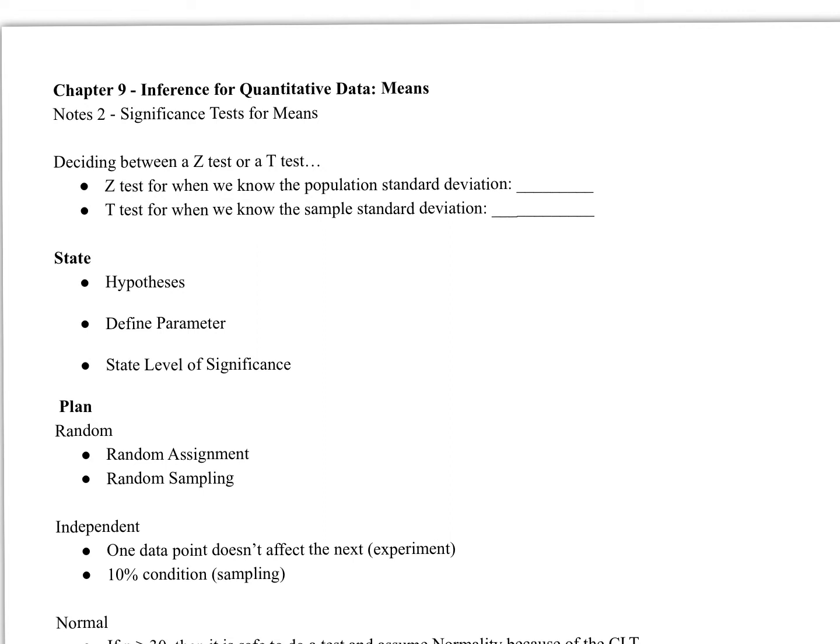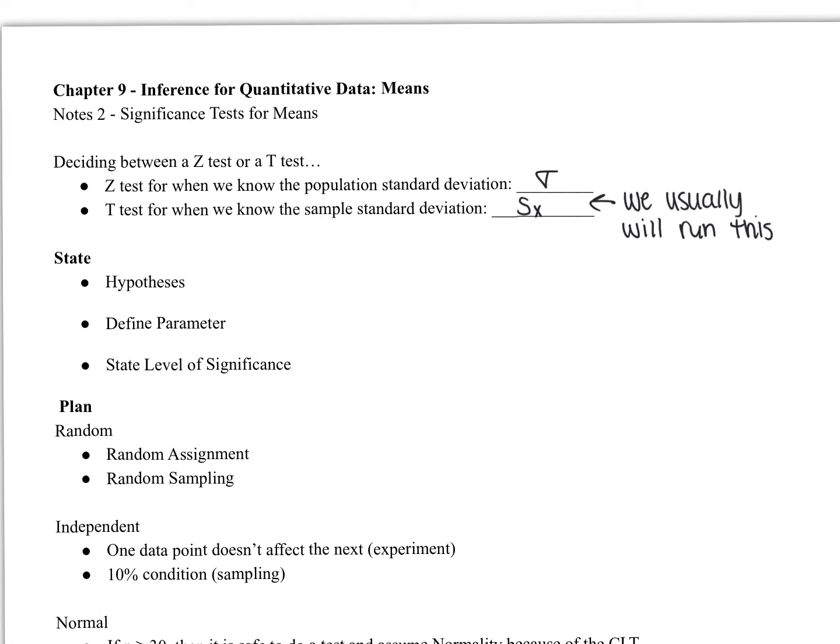So with means, the first thing we have to decide is whether or not we're going to be performing a z-test or a t-test. A z-test is for when we know the population standard deviation, which is our sigma. And a t-test is when we know the sample standard deviation, which is when they usually use either s sub x or just an x. We're going to usually perform a t-test. Most of our examples are going to be based off sample standard deviations, not population.